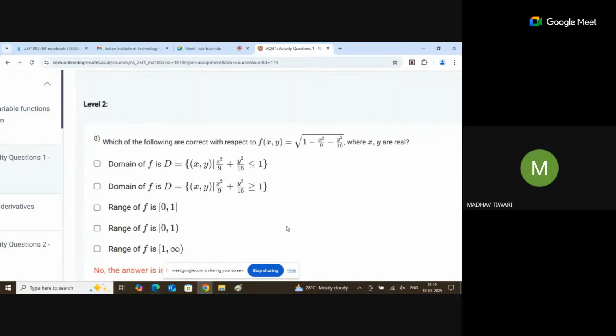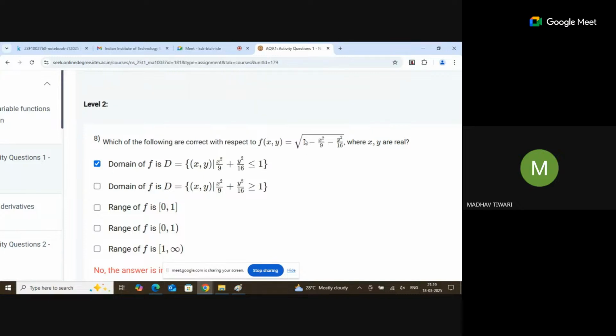Now you have to solve this. Tell me, what is the domain of F in this case? It is R2, x and y. In this one, the domain is not all of R2, because it is not defined everywhere, so the domain is restricted. The domain of F will be the first one: x square by 9 plus y square by 6 less than or equal to 1. Yes, that's correct.